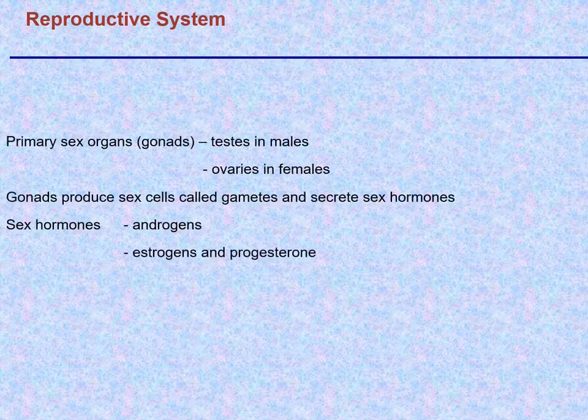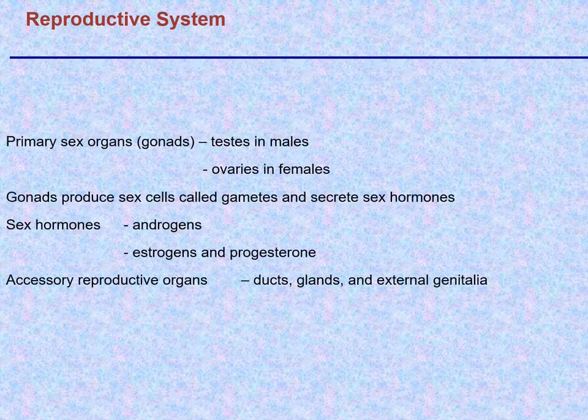Reproductive system. The primary organs are the gonads, which are the testes in the males, and ovaries in females. Now these gonads produce sexual reproductive cells, or sex cells, and those cells are called gametes, but they also have a function as glandular function. They secrete sex hormones. Now the sex hormones are androgens and estrogens and progesterone.